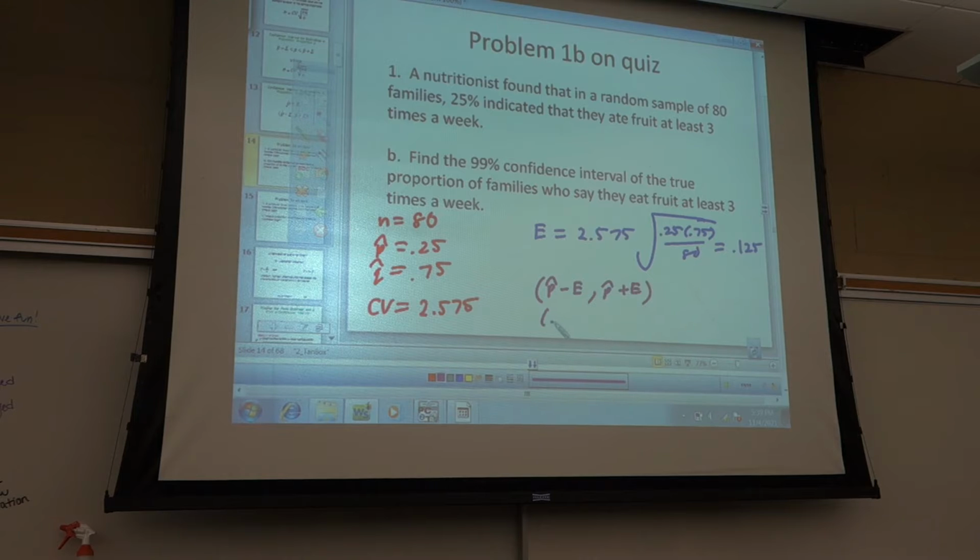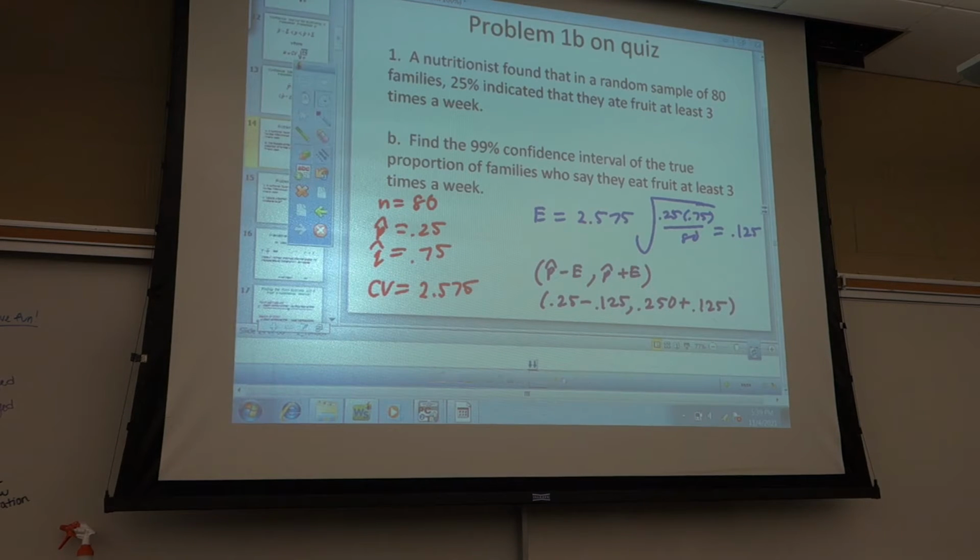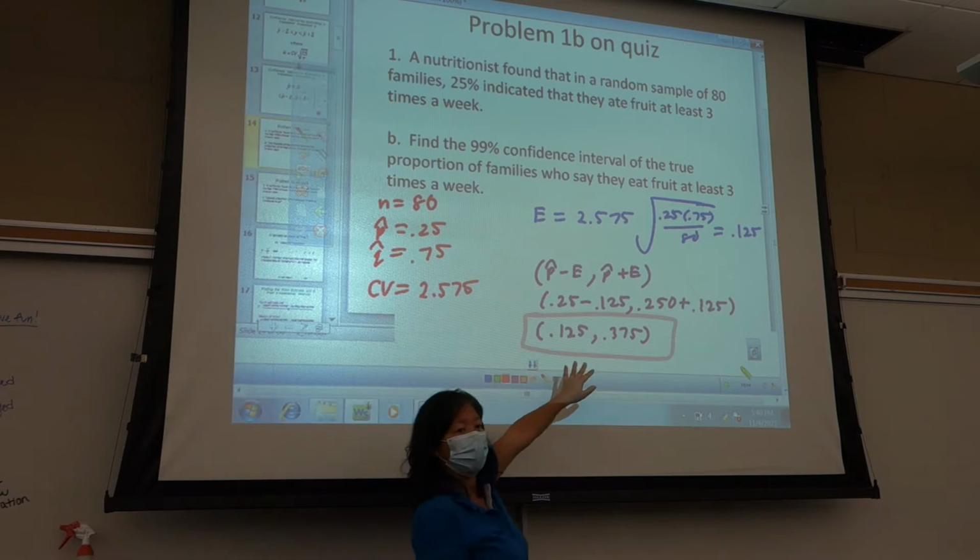That's going to be 0.25 minus 0.125 and 0.25, and you put 0.250 if you want to have the same decimal places, if that makes you feel better about that, plus 0.125. So then you end up with 0.125 to 0.375. And that's your final answer. Okay. Good deal. So here's my final answer. Everybody all right with how we found this?